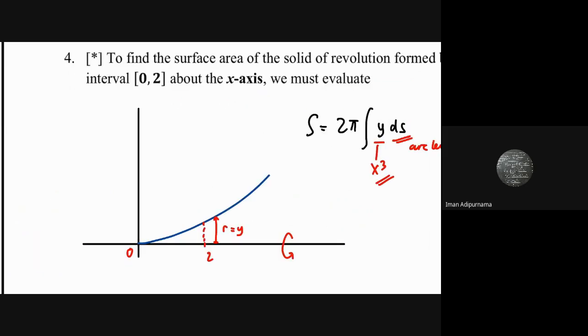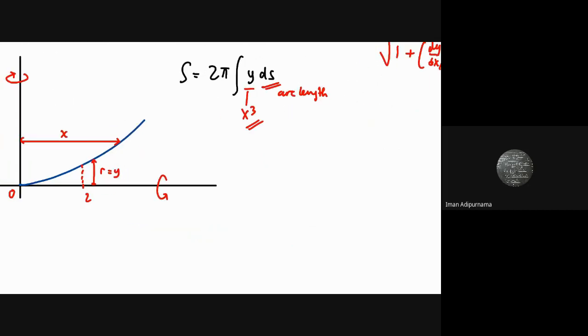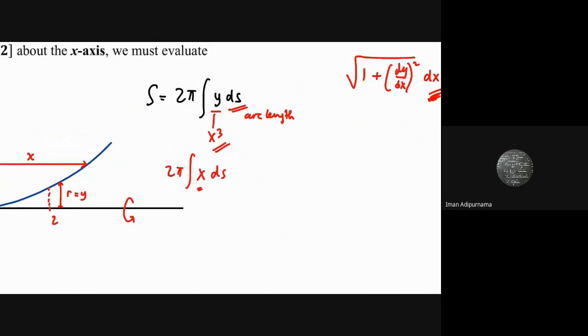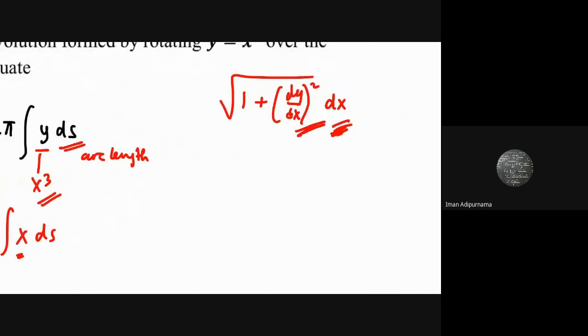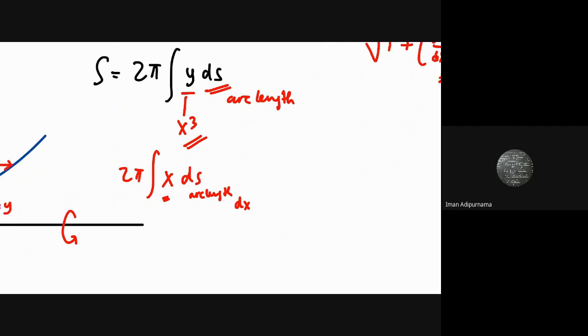Same thing when you try to rotate about the y-axis. Your radius will be this one, right? This will be your radius, this will be x. And the nice thing here, if you are looking for the rotation on the y-axis, then this will be 2 pi x, and the ds is still ds. And since it's already x, we can have this in our arc length, so we can just use the arc length and take it in x, and we can solve this, right?